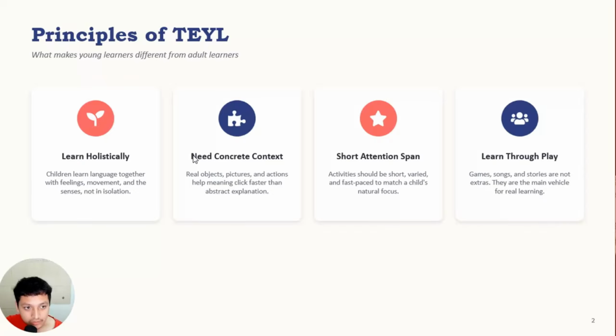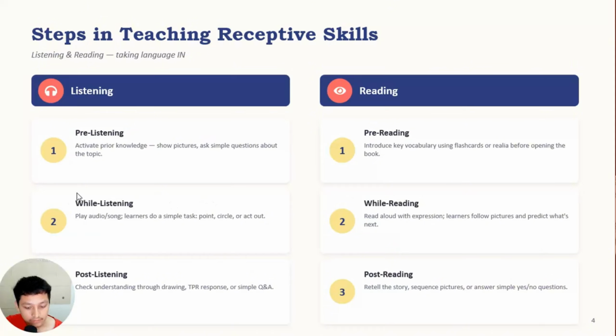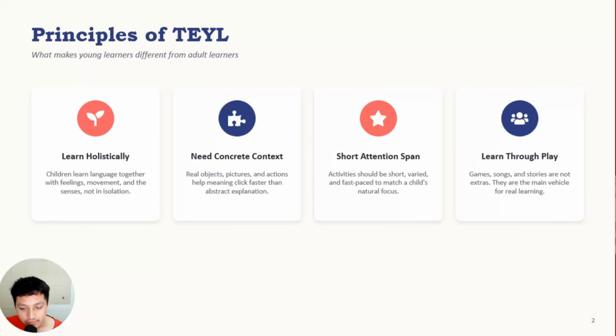Point two is need concrete context. Young learners can't really understand abstract explanation. That's why we use real object, picture, or realia, so the meaning is clear immediately. Next is short attention span. These kids get bored fast, so our activities need to be short, varied, and fast-paced. Maybe change activity every 5 to 10 minutes.